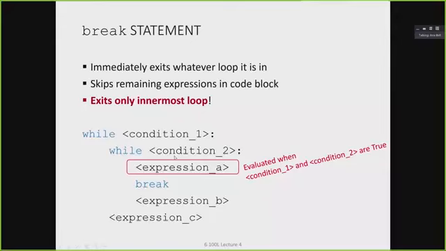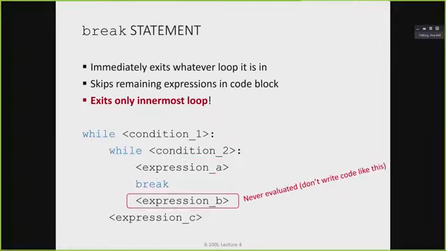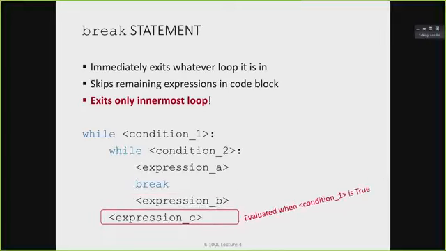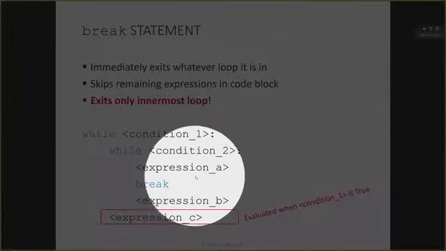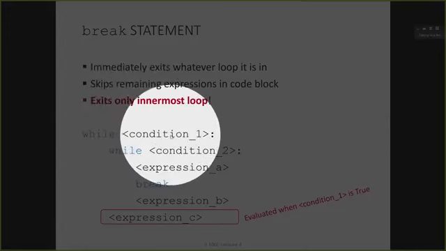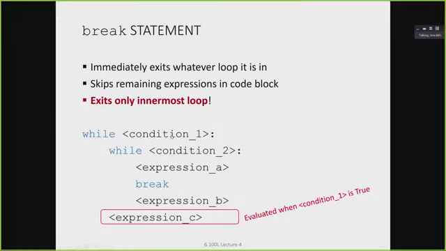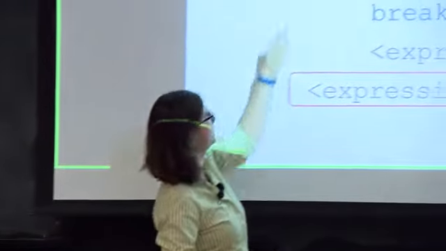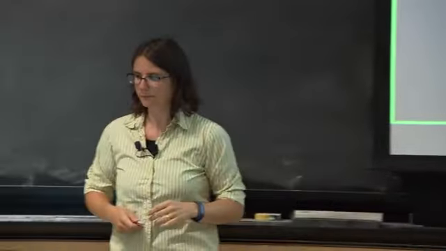So as soon as Python sees this break statement, it's going to immediately stop running the while loop. It's not even going to go back up and check the condition 2, which means that expression B will actually never get evaluated. So this is terrible code. We don't want to write code like this because expression B will never be run, right? But this is just to show you the impact that a break statement would have. And expression C will then be evaluated whenever condition 1 is true. Now, condition 2 may or may not have been true along the way, but expression C will evaluate only when condition 1 is true, right? Condition 2 would have stopped being true, and then we're going at the same indentation level as this inner while loop.